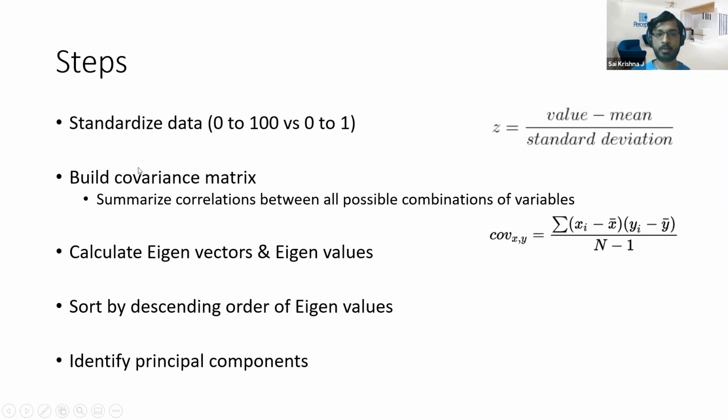And then you build something called the covariance matrix. Okay. So this matrix basically summarizes the correlations between all possible combinations of variables. So the covariance matrix is nothing but, let's say you have x, y, z, right? It will calculate the covariance between x and y, and then the covariance between y and z, and then the covariance between x and z, and so on.